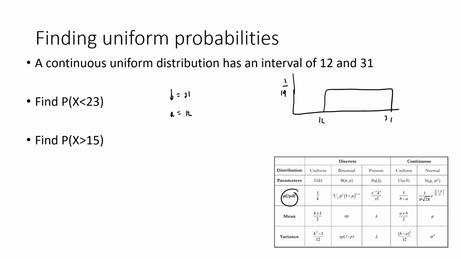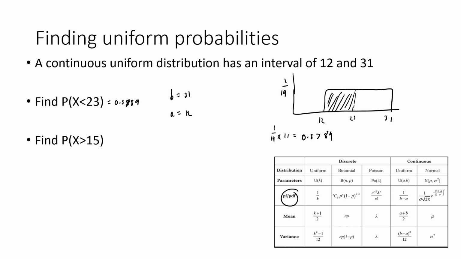So if we want the probability of it being less than 23, we need to find the probability of this section here. The range between 12 and 23 is 11. So we would just do 1 over 19 times 11, which gives us 0.5789. So the probability of x being less than 23 is 0.5789. Now, the next one is the probability of x being greater than 15.